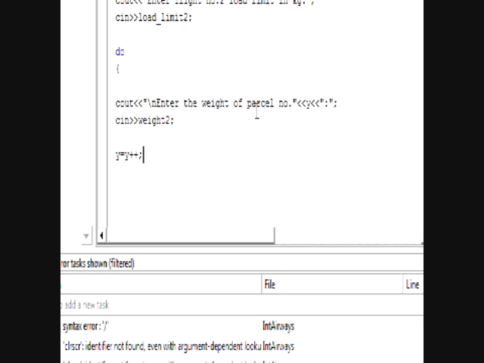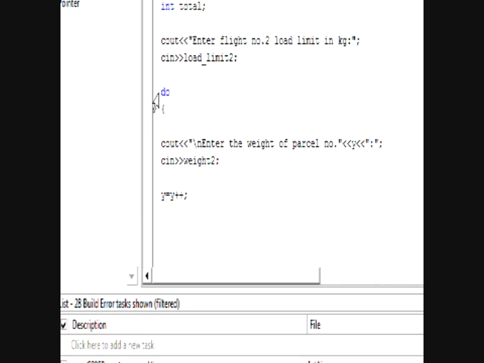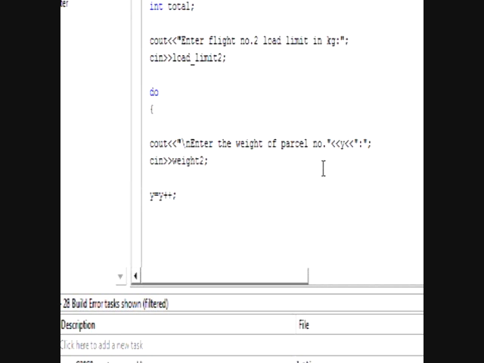This time we are storing the weight of each parcel as it is entered, as y, and then we are incrementing y to keep on looping. Every time, we use the do while loop to keep asking the user to enter the weight of a new parcel, 0, 1, 2, 3, whatever, and as long as that is less than the total load limit of the flight, we keep on asking.